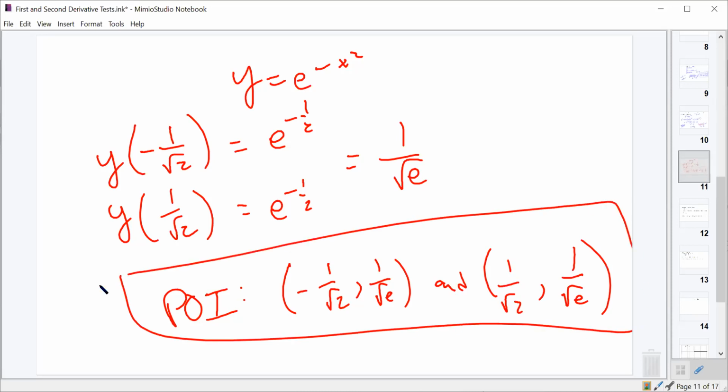And if we want to, we could have listed the intervals on which it was concave up and concave down, but it didn't ask us to, so we don't necessarily need to. Any questions on that?